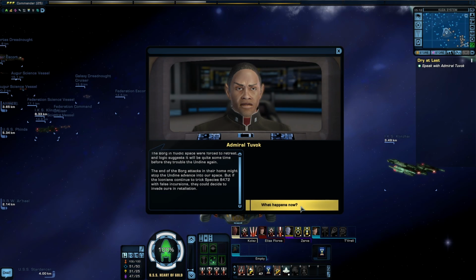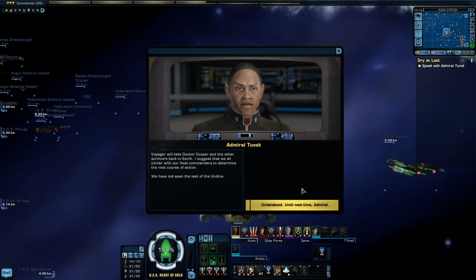That's a bit grim. What happens now? Voyager will take Dr. Cooper and the other survivors back to Earth. I suggest that we all confer with our fleet commanders to determine the next course of action. We have not seen the last of the Undine. Understood. Until next time, Admiral. May we next meet under better circumstances. Live long and prosper.